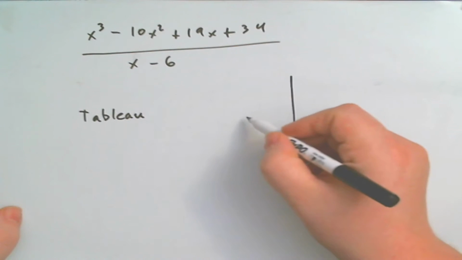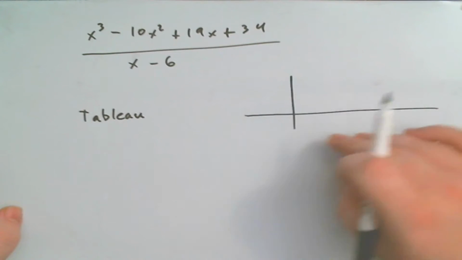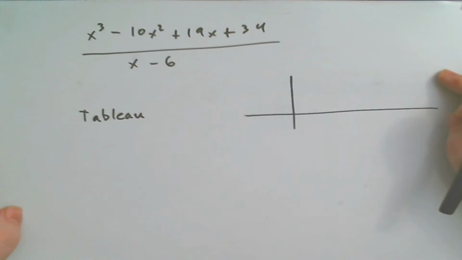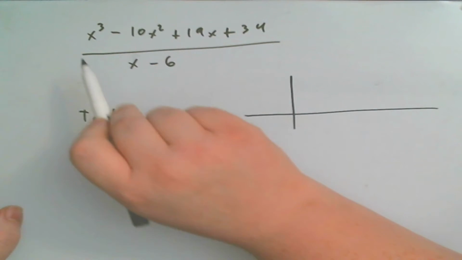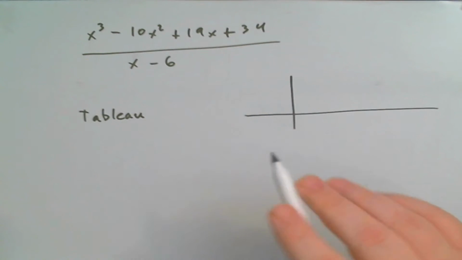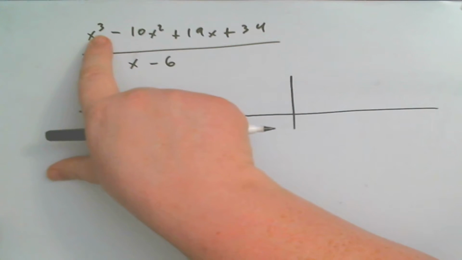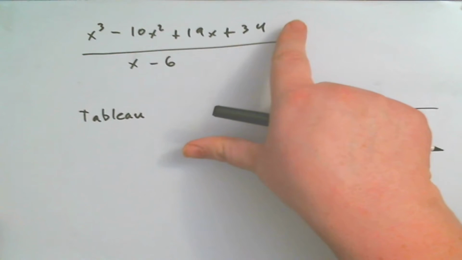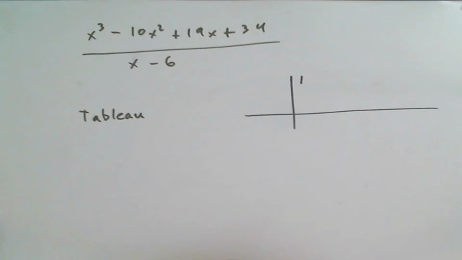The first thing we're going to do is set this up like this. We want to imagine that there are multiple rows and multiple columns in the tableau. Over in this top area, we're going to put the coefficients of the dividend, or the numerator polynomial. We want to make sure that every degree is represented, just like a placeholder. Even if a degree is not represented, we put a 0. In this case, we have a cubic polynomial, so from degree 3 all the way down to a constant, we want a place value represented. For the cubic term, we're going to put the coefficient 1.